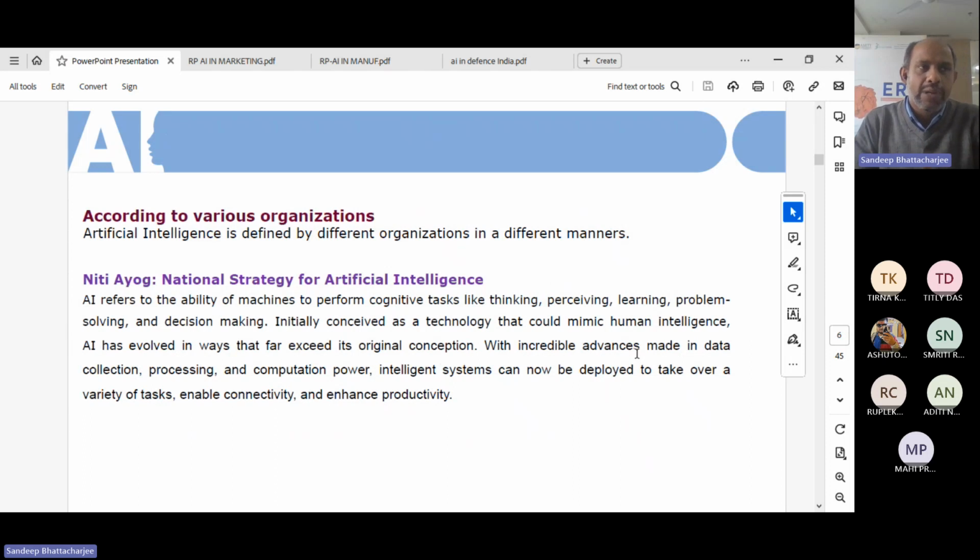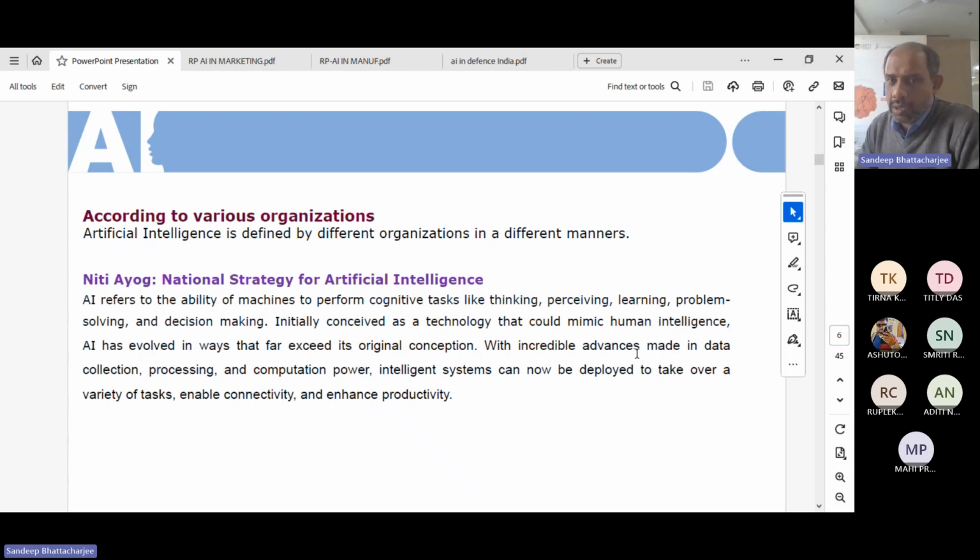If you see in terms of applications, I think 2 or 3 years back, the government also laid down plans of how to use artificial intelligence for different kinds of organizations in different manners. The Niti Aayog, the government of India's planning body, set up a national strategy for artificial intelligence. Many of you might know this. It refers to the ability of machines to perform cognitive tasks like thinking, perceiving, learning, a very important part of AI, problem solving, and decision making.